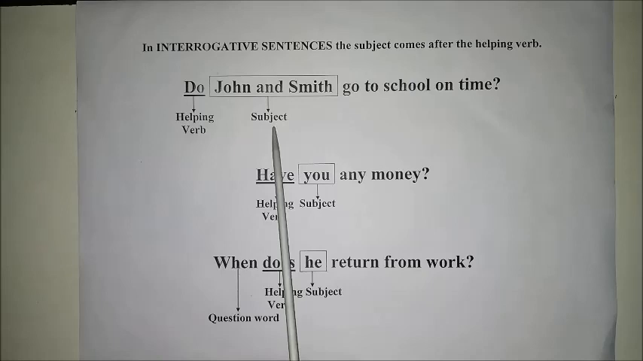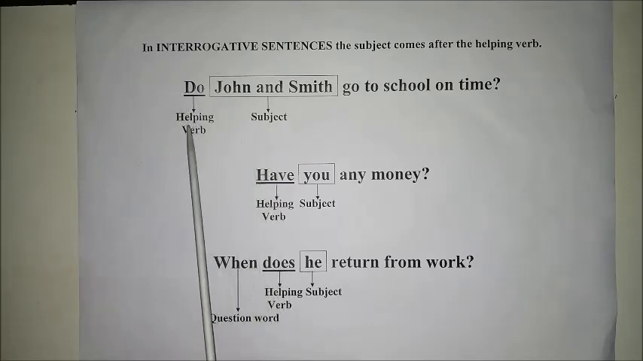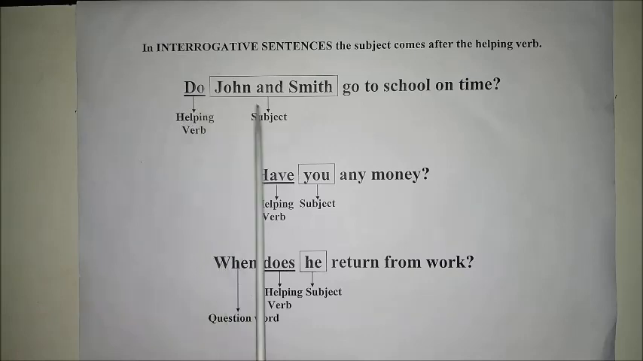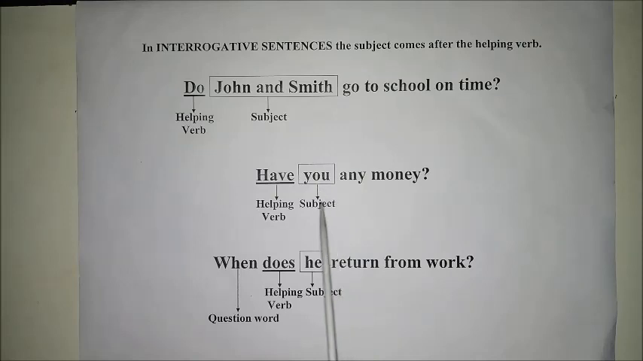And we can clearly see that the sentence doesn't start with the subject. The sentence starts with the helping verb do. First comes the helping verb, then comes the subject. Similarly, in the second example, have you any money? The subject is you, but it doesn't come at the beginning of the sentence. The sentence starts with the helping verb have and then comes the subject you.